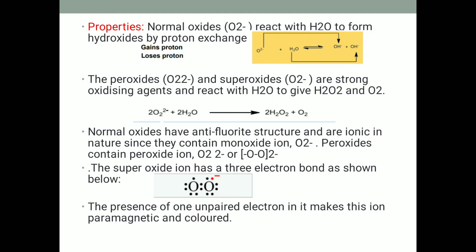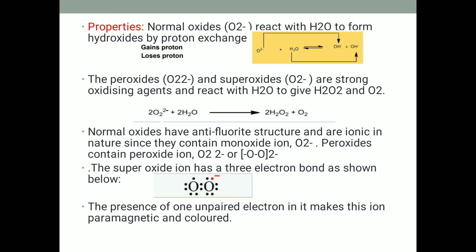Properties of oxides. Normal oxides react with water to form hydroxide by proton exchange. Here you can see the oxide ion gains a proton and water releases a proton. As a result, hydroxide ions are formed. Peroxides and superoxides are strong oxidizing agents. As a result, they react with water to form hydroxides and oxygen.